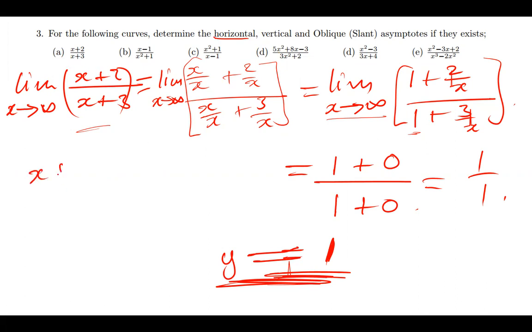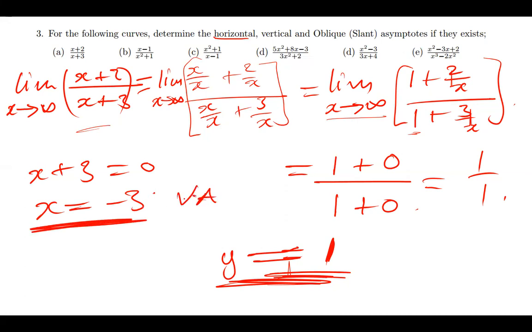So you get the denominator there, x plus 3, you equate it to 0, then the final answer that you'll get will be -3. So this is the vertical asymptote, and then this is the horizontal asymptote. How do we find the oblique asymptote?